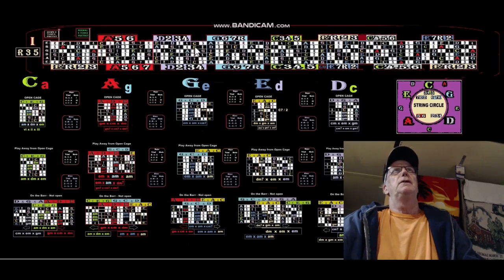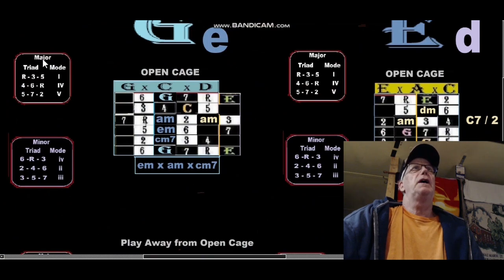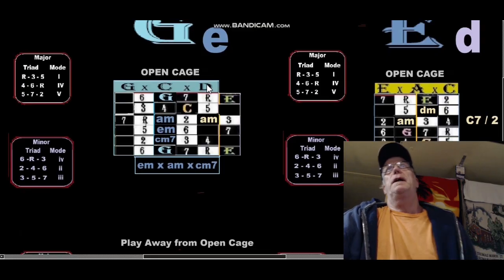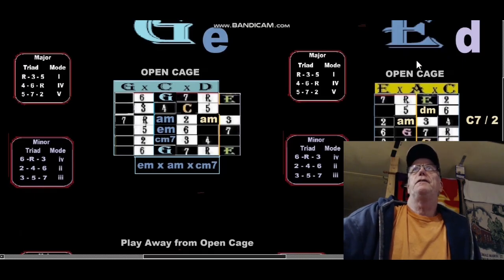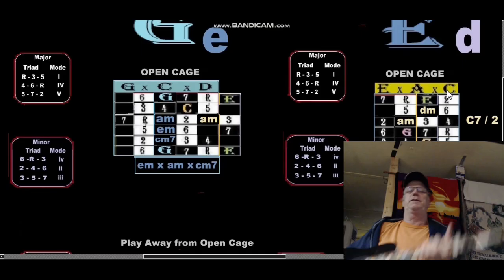Once again, let's look at G. Again, we've got the majors, your root, 3, 5, 4, 6, root, and 5, 7, 2, 1, 4, 5. So 1 would be G shaped, 4 would be C shaped, 5 is D shaped, just like on the keyboard. But remember, the 5th of E is the C shape. How's that work? 5th of E is the C shape.